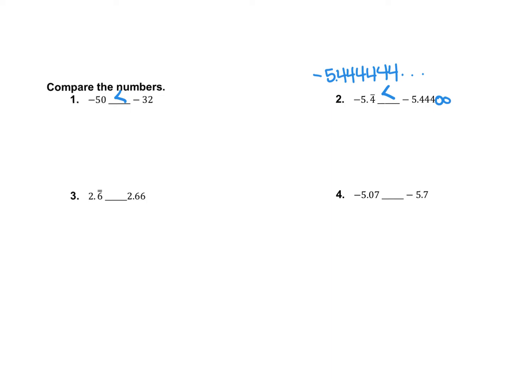For number 3, now these are on the positive side of the number line. We have 2.6 repeating, and then we have 2.66. And remember that the 2.6 repeating, it looks like this.